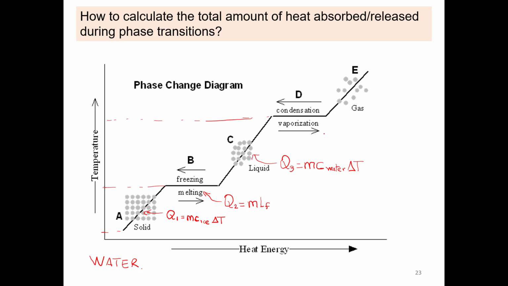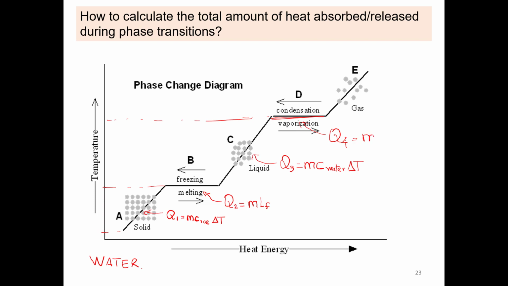Now let's calculate for the big part of the graph, we say D, that part. There is no change in temperature; we see it's constant. Then we need to apply the latent heat of vaporization.